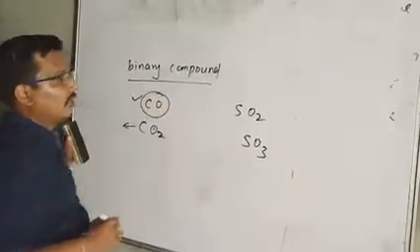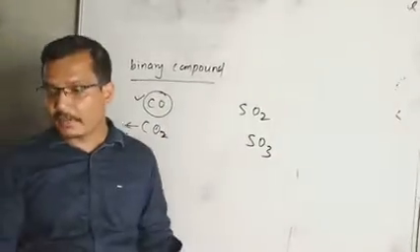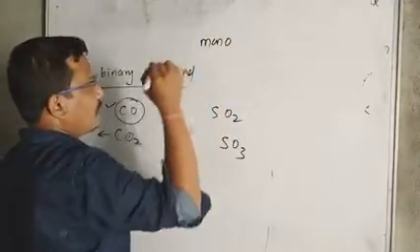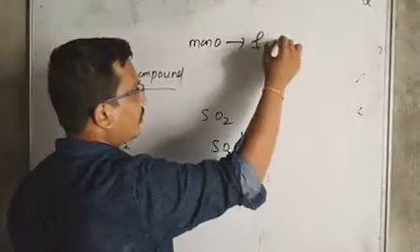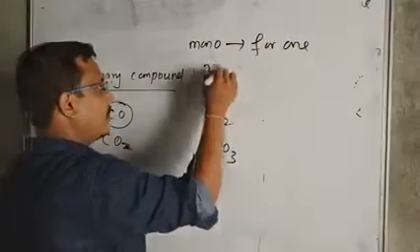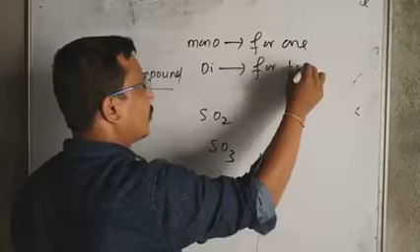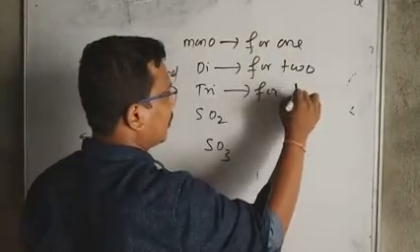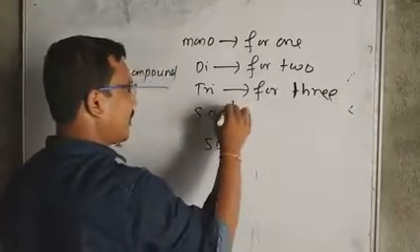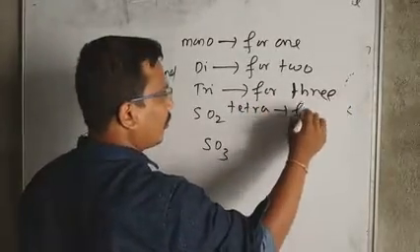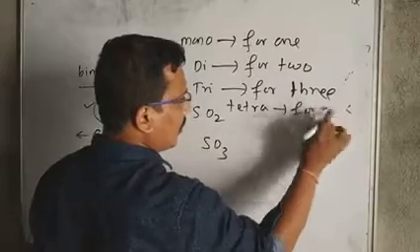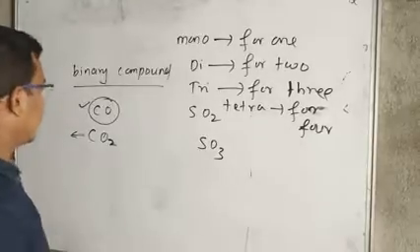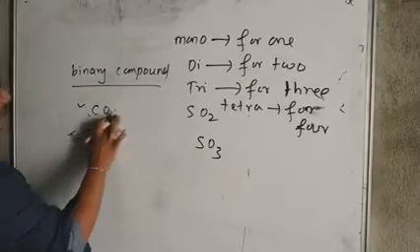Suppose we think about the naming of binary compounds. Generally we can use this type of code: mono for 1, di for 2, tri for 3. Next is tetra for 4, and like that we can think about penta, hexa, etc. What is the name of this compound?